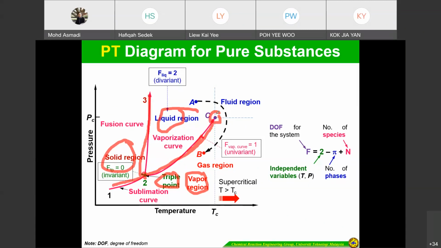Okay, so this is supercritical, T over TC. Okay, the vapor behaves like a liquid. Okay, this is what we call supercritical. Okay, it stays as a vapor or gas, but it just behaves like a liquid.